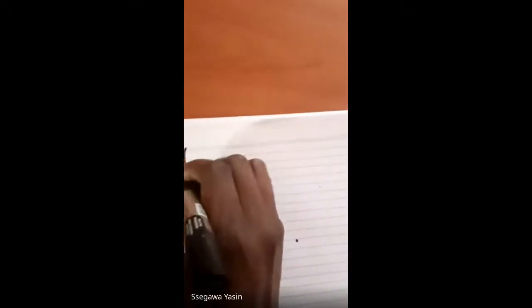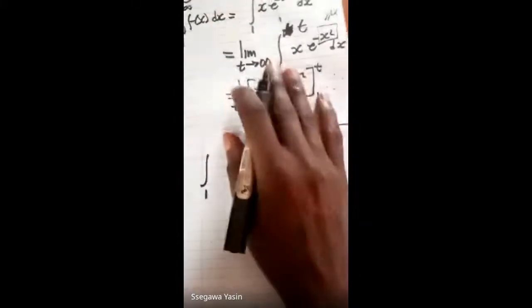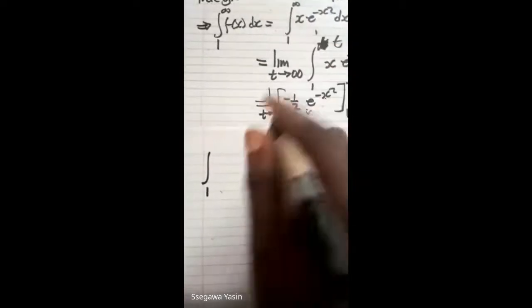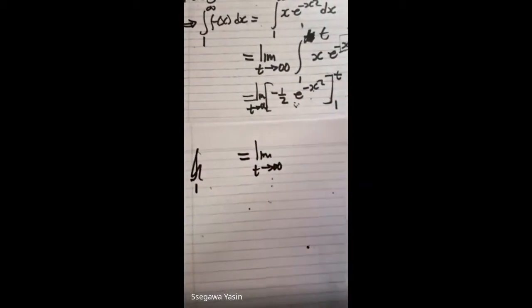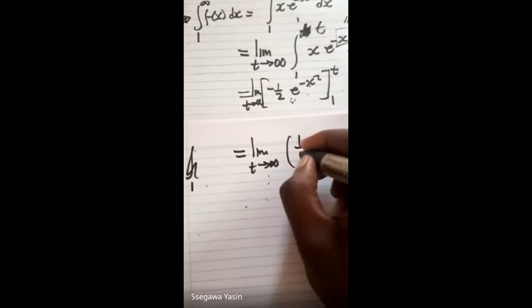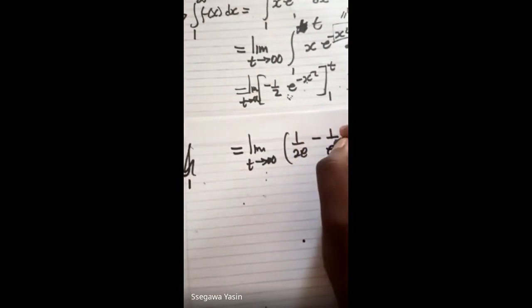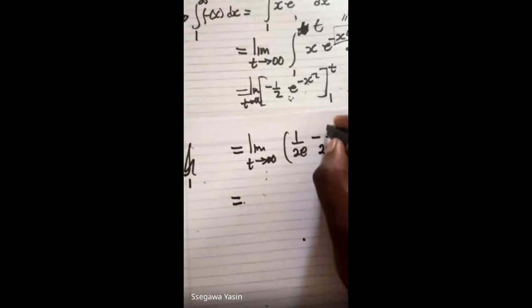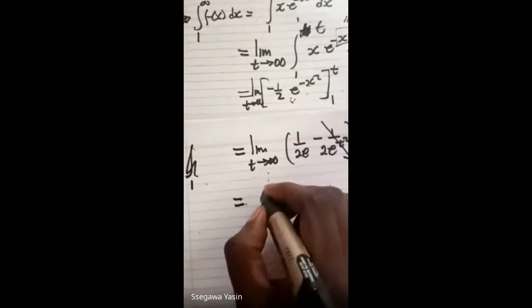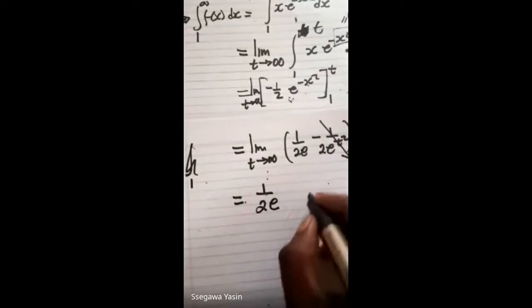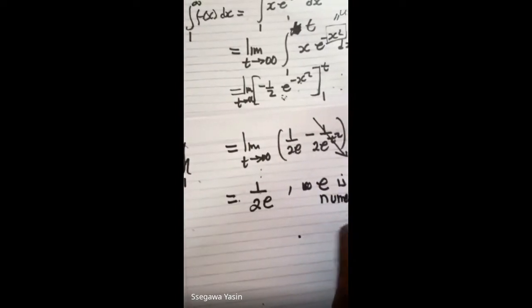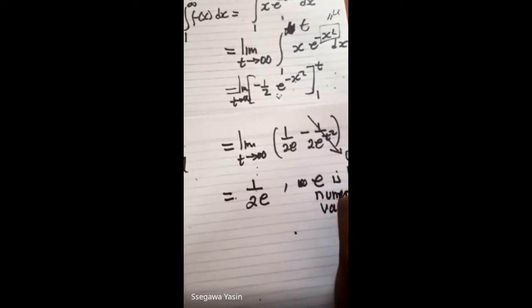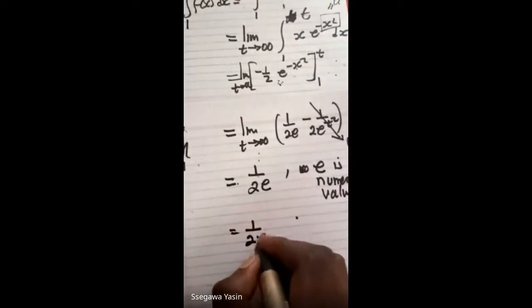So what does it mean? Continuing with this, it will equal the limit as t goes to infinity of 1 over 2e minus 1 over 2 exponential t squared. And when you take the limit, this term goes to 0. So we shall remain with 1 over 2e, where e is a numerical value. So this is 1 over 2e, which is less than infinity.